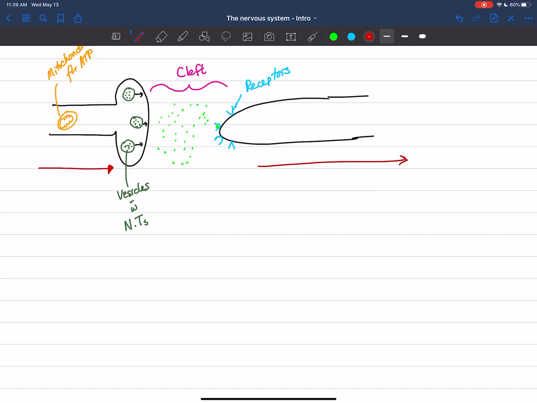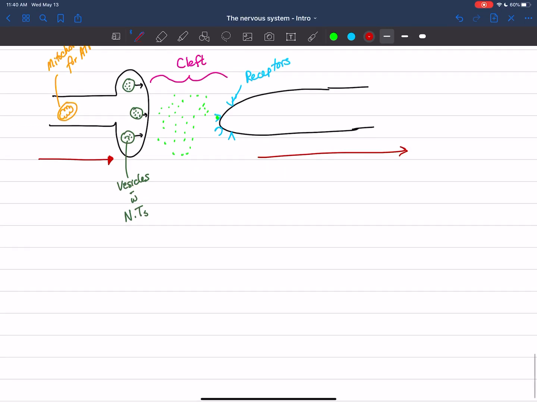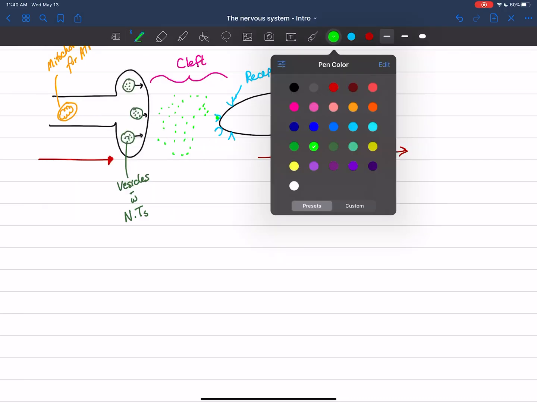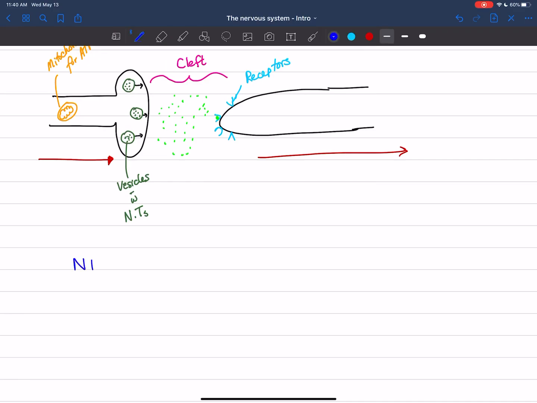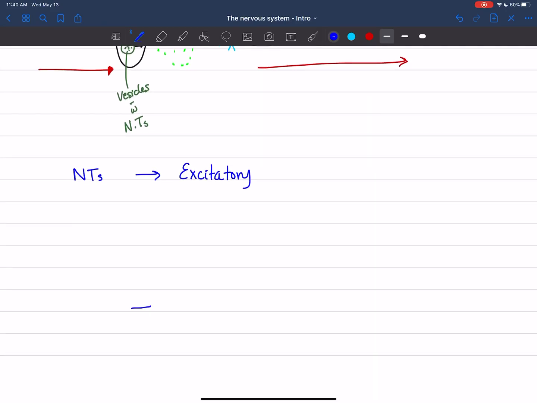How does that happen? There are two things that can happen in this scenario, and it depends on the kind of neurotransmitter. We're going to end it at this section. When it comes to neurotransmitters, they can be excitatory or they can be inhibitory. Excitatory doesn't mean that they make you excited. It just means that they cause another message to be sent. So they cause another impulse to happen.